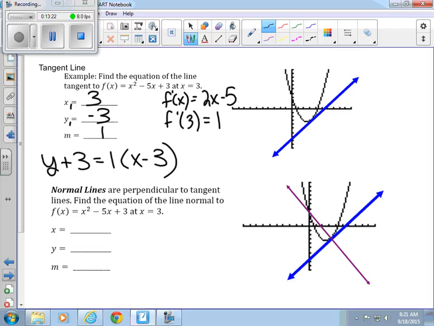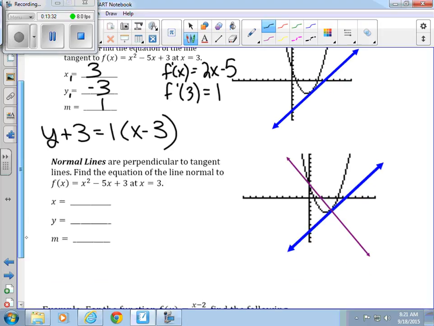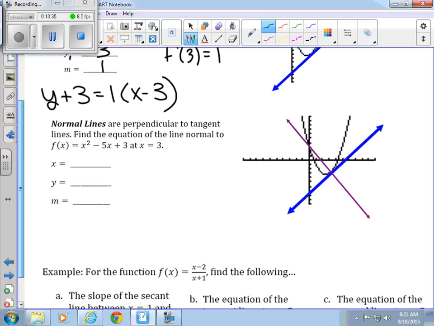Tangent lines give you the slope at the points, or give you the velocity and things like that. The normal line has some applications in physics. For our purposes, we won't ever get to the applications of it, but we will be asked to find normal lines a lot. They are simply lines that are perpendicular to the tangent line.